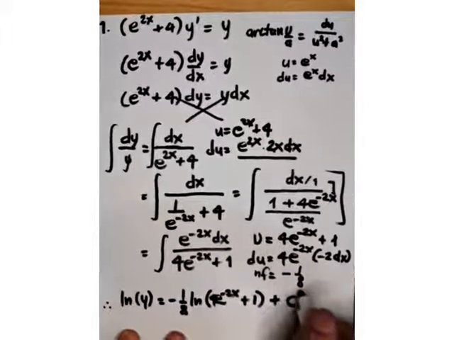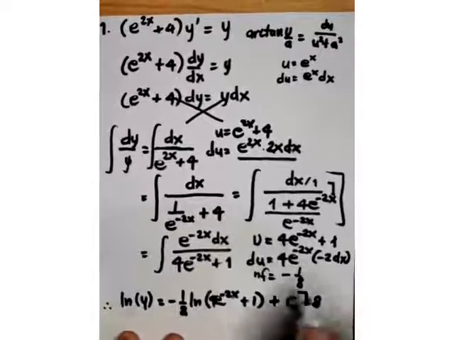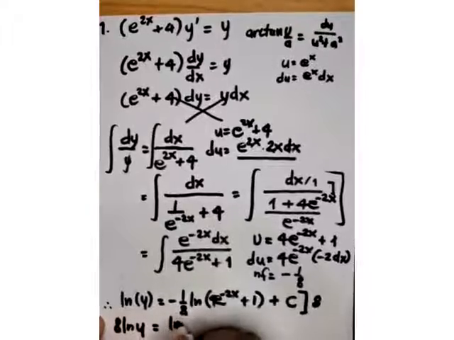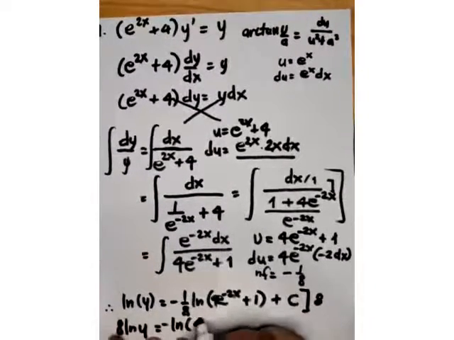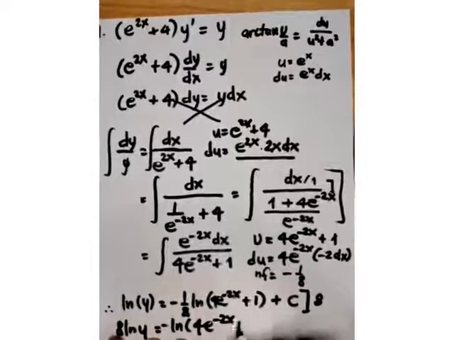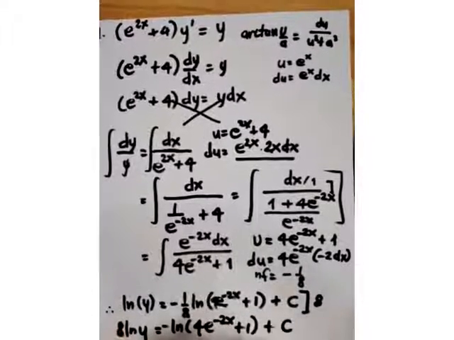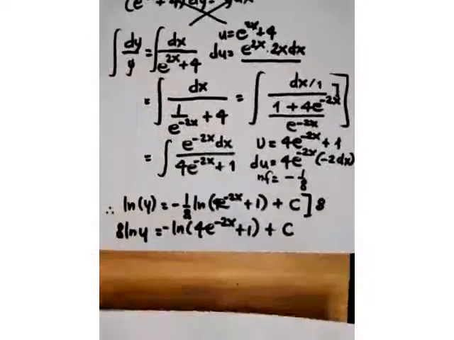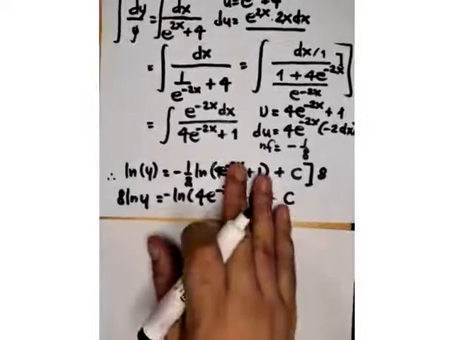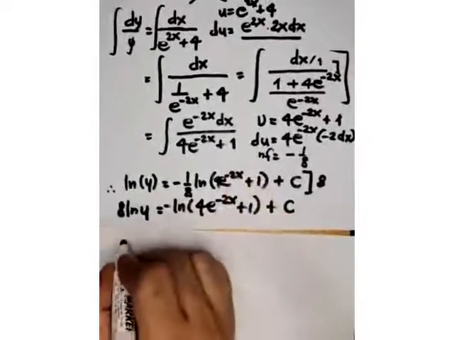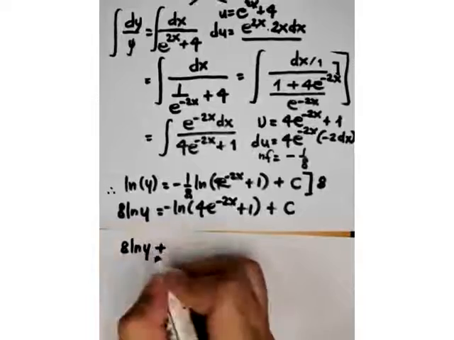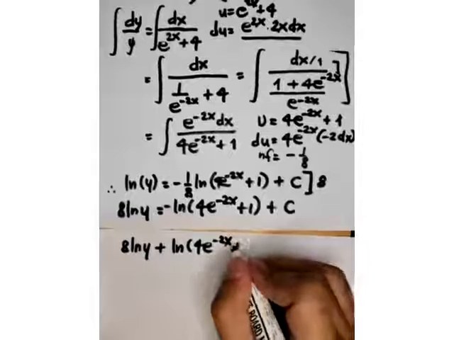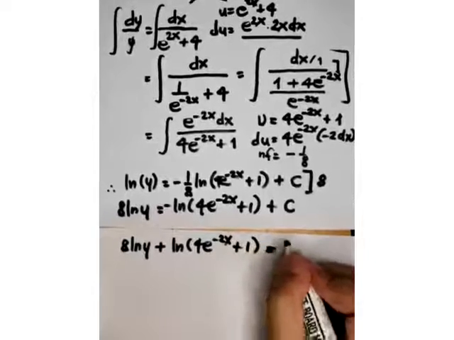Okay, multiply natin ng buo ng 8. So, 8 ln of y is equal to negative ln of 4e raised to negative 2x plus 1 plus c. Ayan. Okay. So, ang gagawin ko is ita-transpose ko siya sa left side. So, magiging 8 ln of y plus ln of 4e raised to negative 2x plus 1 is equal to c.